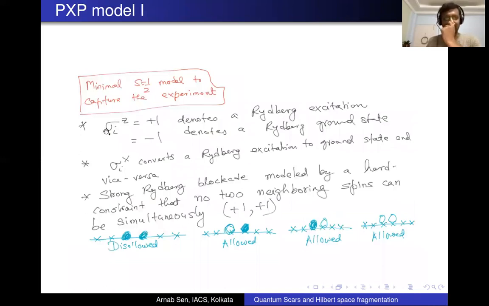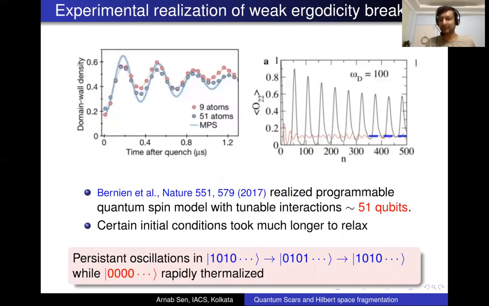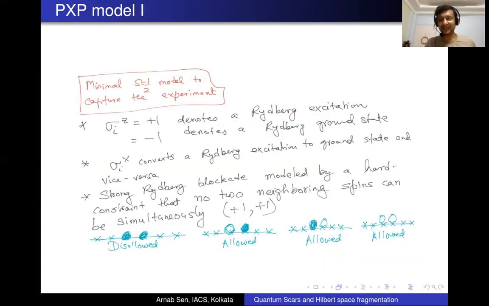Here I have some slides which are handwritten because I want to convey to you, in the easiest possible manner, a minimal S equal to half model, which captures this Rydberg atom experiment. And then I'll show you that this model has these quantum scales. That's basically the idea in the remaining time.